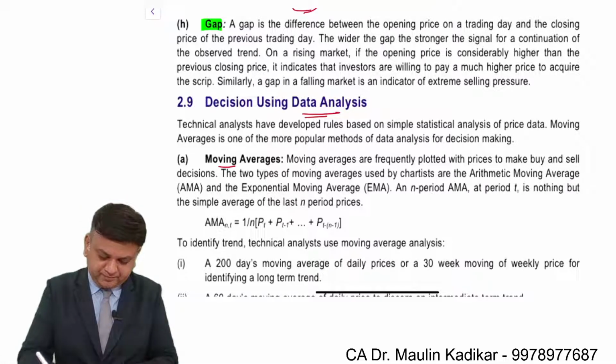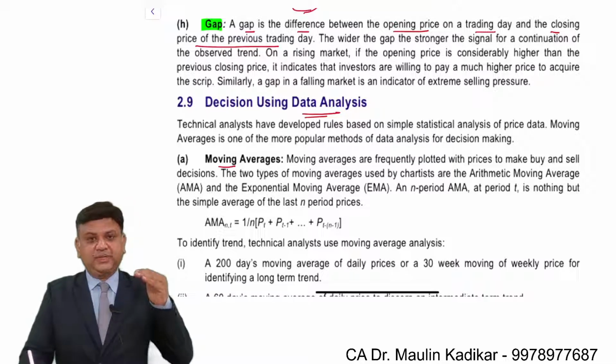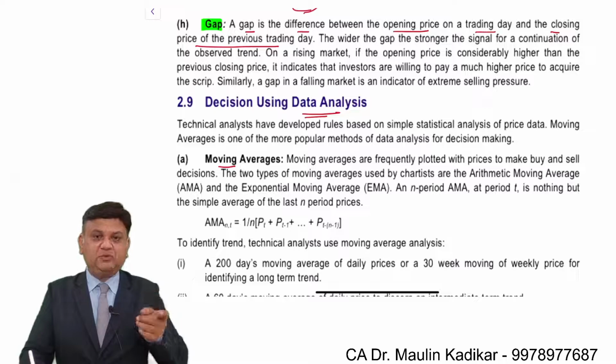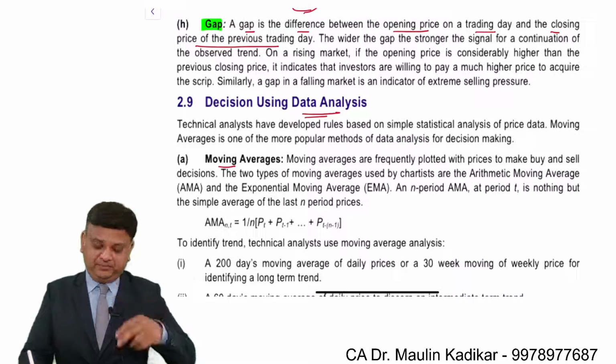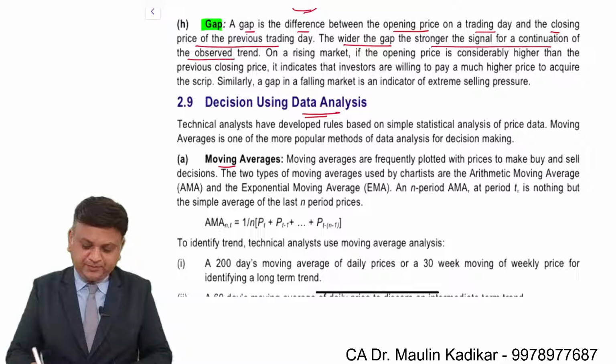Next, a gap is the difference between the opening price on a trading day and the closing price of the previous trading day. Now the price at which yesterday the market was closed and today the price at which the market started for that security is a gap. The wider the gap, the stronger the signal of the observed trend.